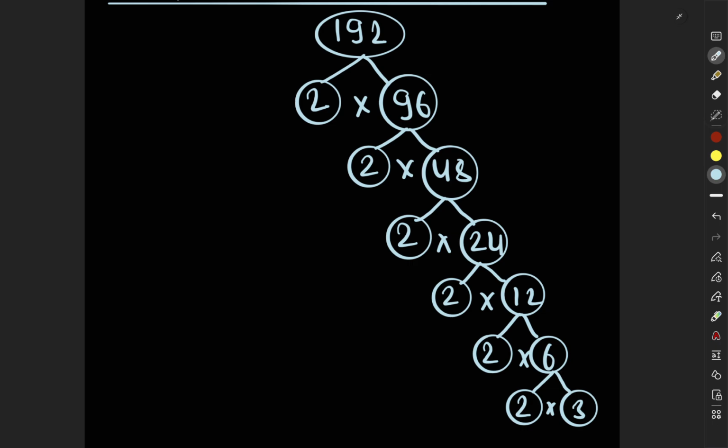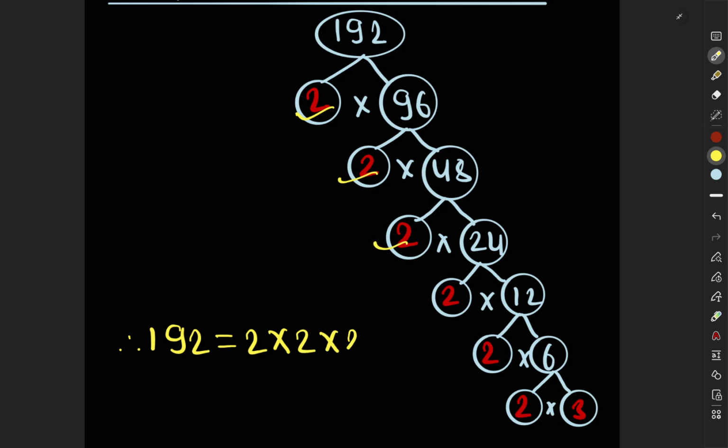So now we select the prime numbers among these numbers. So the prime numbers here are 2, these all 2s, and at last 3. So we can write 192 is equal to the product of all these prime numbers, that is these 2, these 2, these 2, these 2, these 2, these 2, and at last this 3.